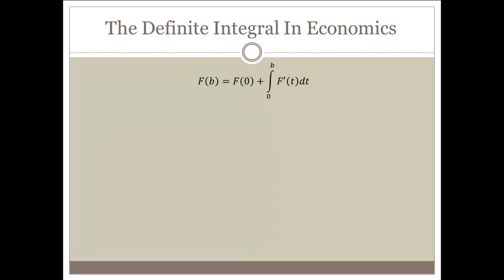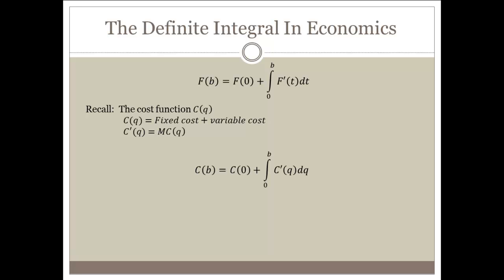As an example of this, recall the cost function c of q. Remember that c of q equals the fixed cost plus the variable cost. And its derivative, c prime of q, is the marginal cost. Using what we just found, we can write c of b equals c of 0 plus the integral from 0 to b of c prime of q dq.